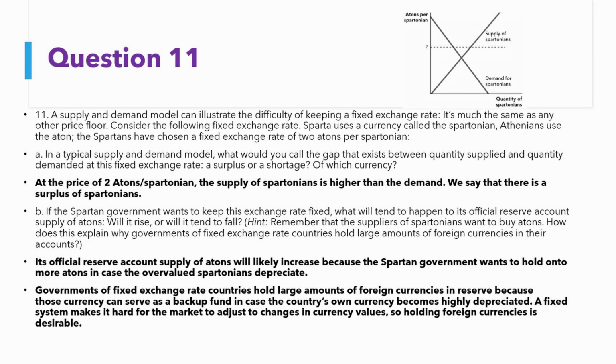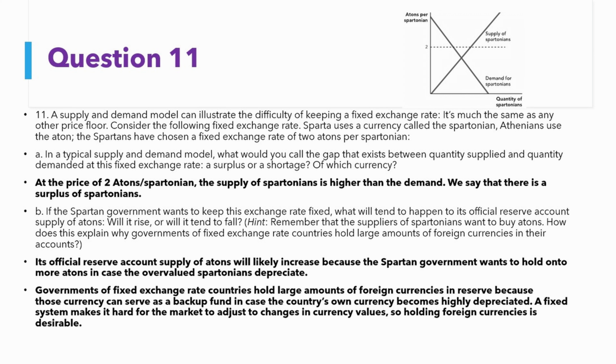For question 11, we're looking at the supply and demand curve. For the exchange rate of 2A per S, the supply of S is higher than demand, and so there is a surplus of S. If the Spartan government wants to keep this rate fixed, it would have to account for risk, and so the official reserve account supply of A will increase because the Spartan government wants to hold on to more atoms in case the overvalued S depreciates.